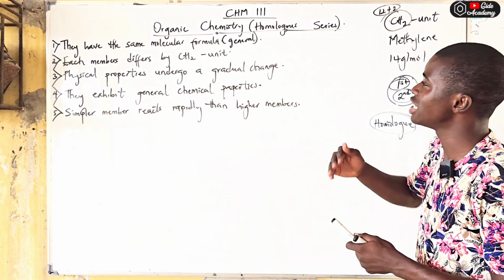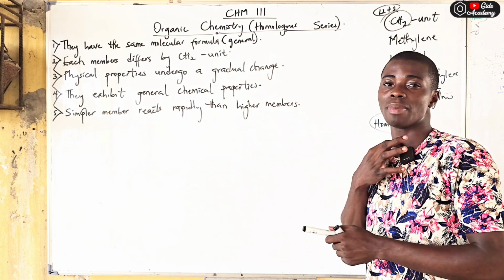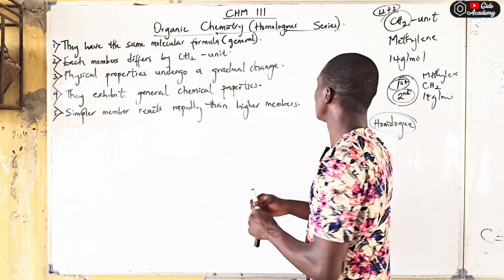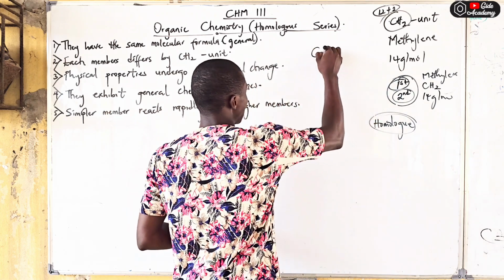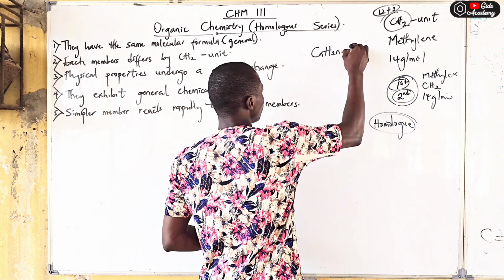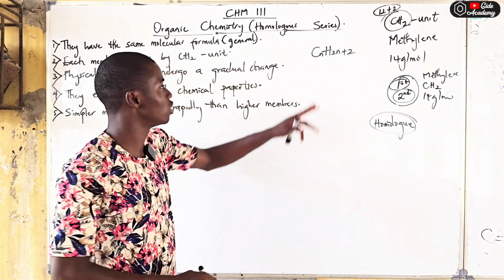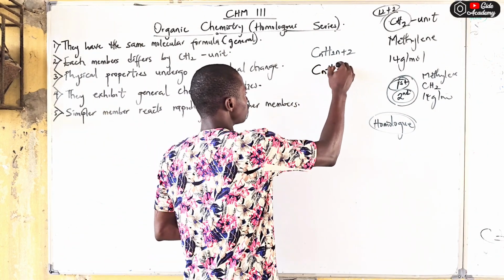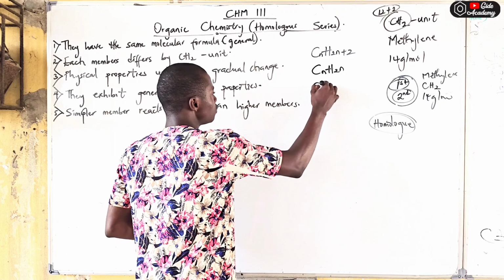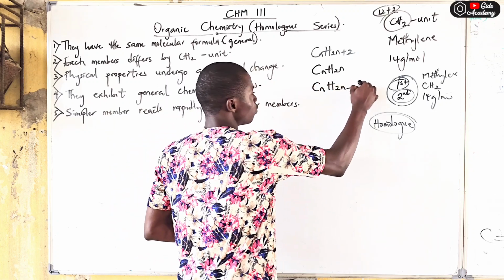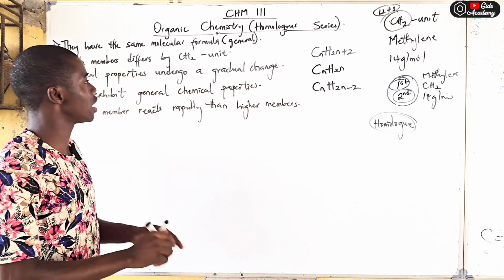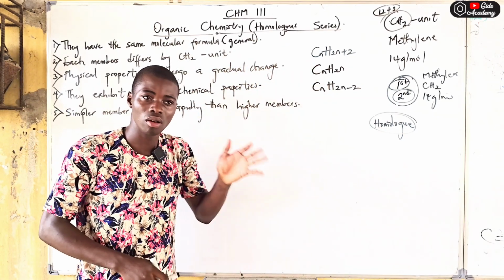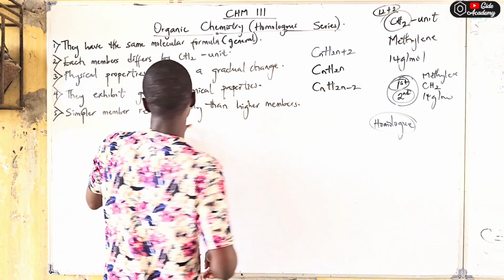So let's quickly rush through the properties of homologous series. Number one, they have the same molecular formula. What I mean by molecular formula is that they have the same general formula. That means, for example, all alkanes will definitely conform to this formula. All alkenes will definitely conform to this formula. All alkynes will definitely conform to this formula. So what I'm trying to say here is that all of them have the same general formula. So that's the first one.